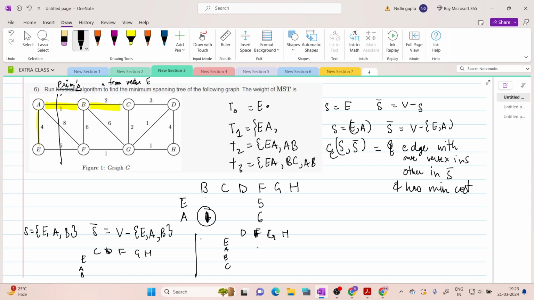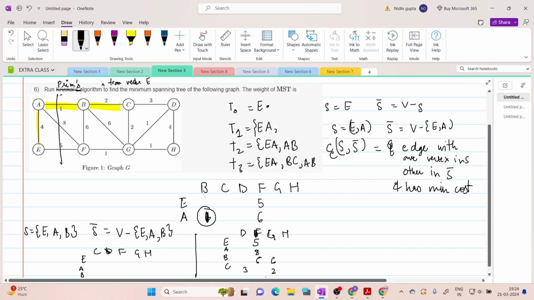So the numbers which are there are EF is 5, AF is 8, BG is 6, BF is 6, and CD is 3, CG is 2. So now what is the minimum weight edge of this cut? CG. So the next edge that we are going to add in the minimal spanning tree is CG.